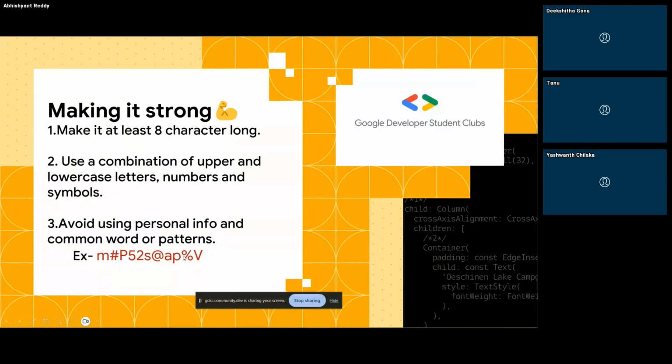There's an example of a good password here. M hash P5. It has everything. It has symbols, it has capital letters, it has small letters. So this is an example of a good password. Please do not use this, because I know this, right?